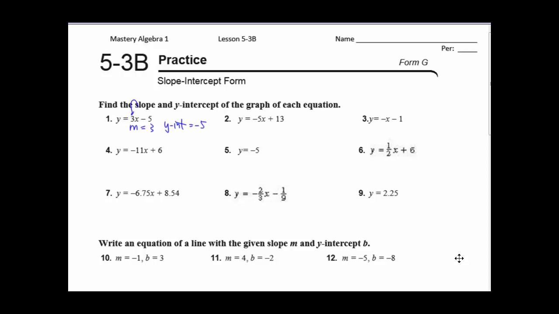Number 4. Again, we are in y equals mx plus b. So our m is negative 11. And our y-intercept is equal to that positive 6. Let's do one more. Number 7.